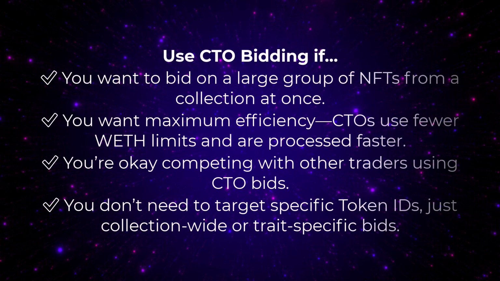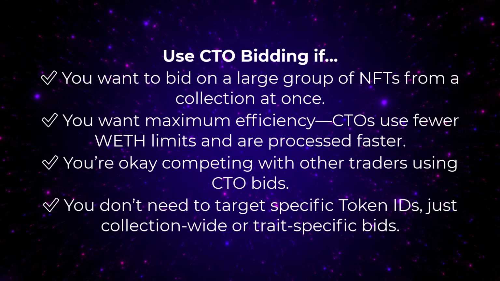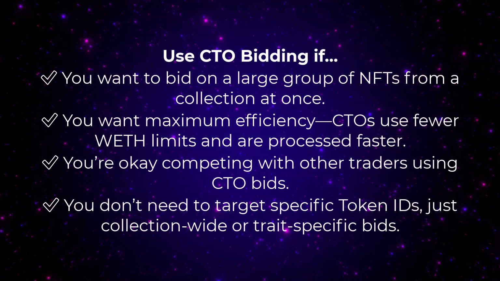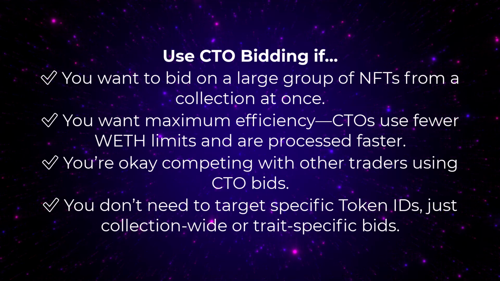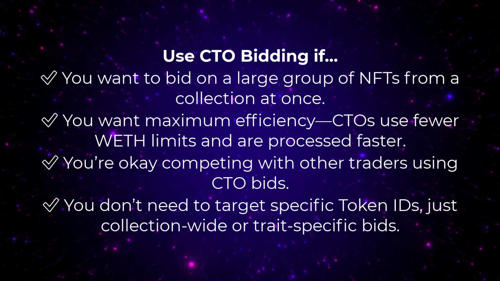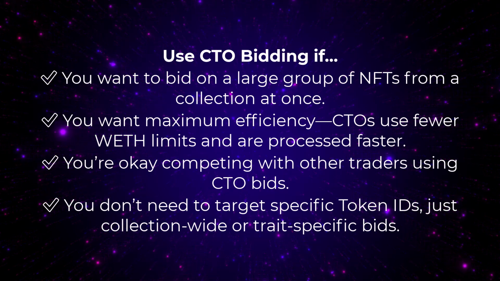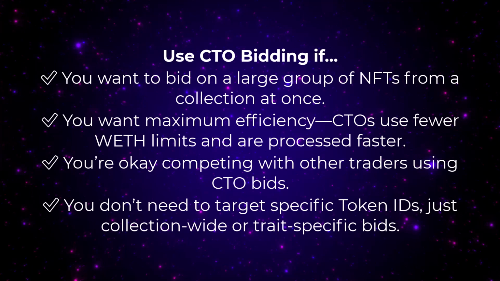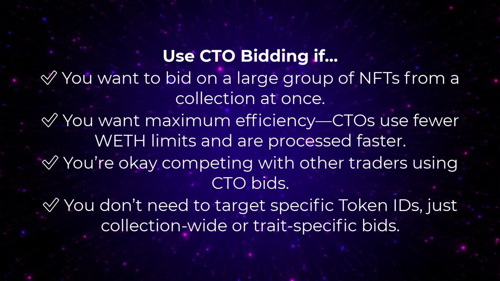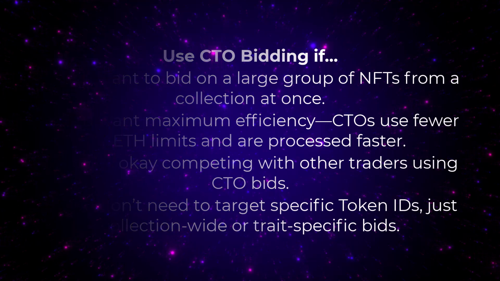Now you would use CTO bidding, on the other hand, if you want to bid on large groups of NFTs from a collection at once, such as targeting larger traits or entire collections. If you want to maximize efficiency, because CTOs use fewer wrapped Ethereum limits and are processed faster. If you're okay competing with other traders using CTO bids, and if you don't need to target specific token IDs, just collection-wide or trait-specific bids.